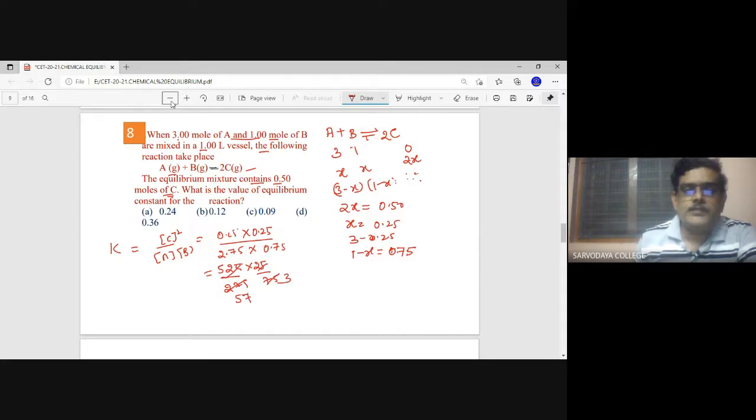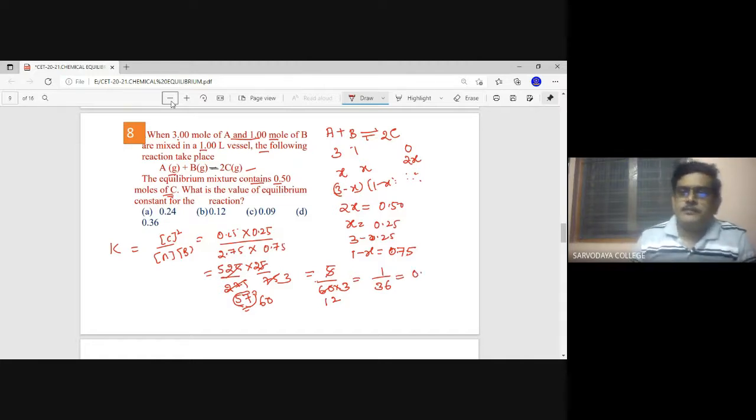It will be like this. So you can take 57 and 60, approximate 57 and 60, and the value is easy. So 5 divided by 60 into 3. Now you can see you can cancel, so it will be 1 over 36.